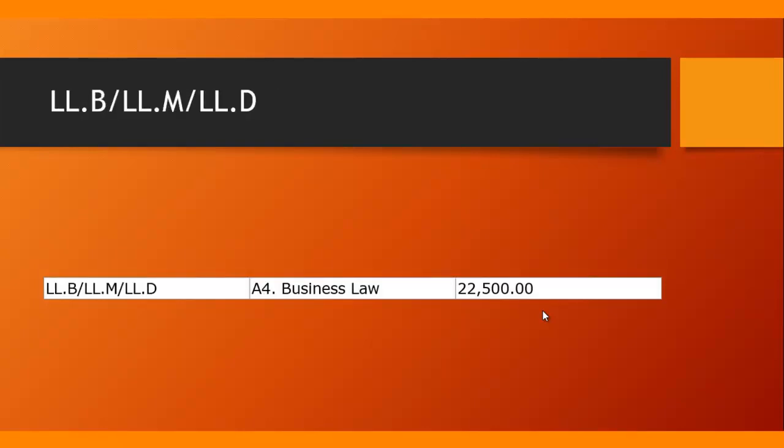So the next one is business law. You'll be exempted for business law. You'll be writing three courses, which are what? Business management finance, management information, and lastly, financial accounting. You'll pay $22,500 as your exemption.